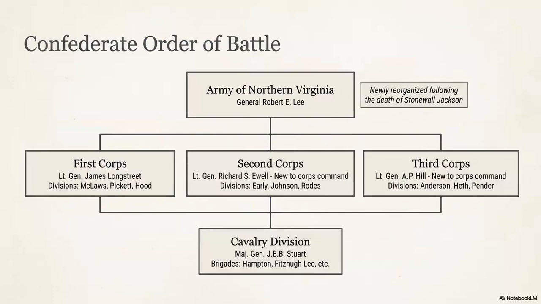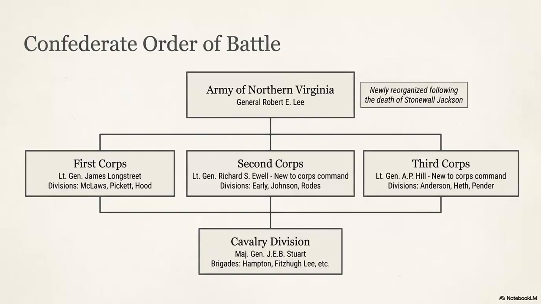Turning to the Confederate order of battle, we see the Army of Northern Virginia under General Robert E. Lee, newly reorganized following the death of Stonewall Jackson. Lee's forces are structured into 3 main infantry corps and a cavalry division. The 1st Corps is led by Lieutenant General James Longstreet, commanding the divisions of McLaws, Pickett, and Hood.